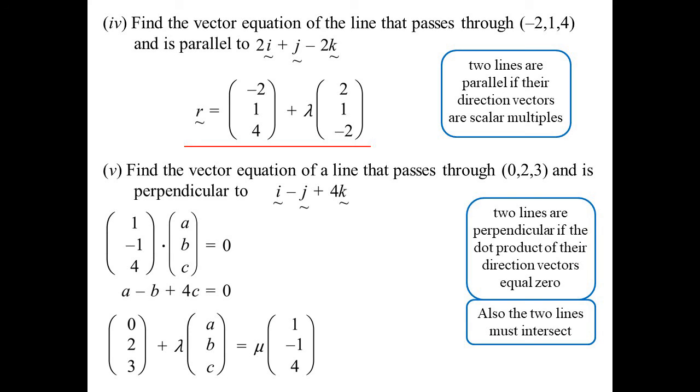But here's the other thing. They have to intersect. To be perpendicular, they've got to actually touch. So that's the other bit of information we know: they have a point of intersection. So there's my equation of the line, (0, 2, 3), with direction vector (A, B, C) that I don't know, but it has to equal the other one. So I'm saying it's some scalar multiple of (1, -1, 4).